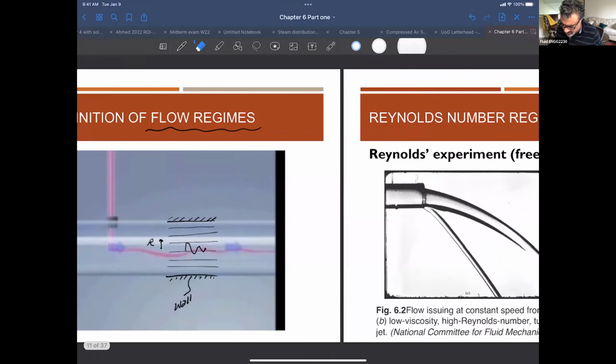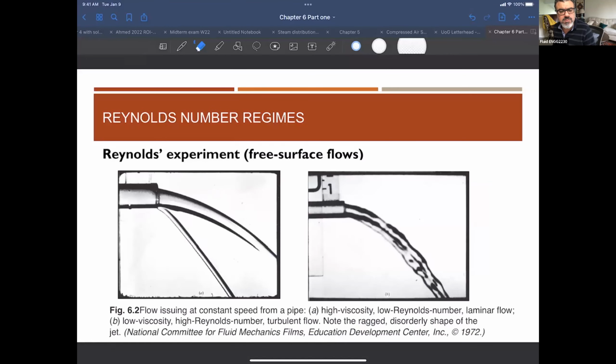Other experiments, like Reynolds experiment, involve a free surface flow, like a jet. This is a pipe or a hose, and the flow just goes out to the atmosphere, so the free surface here is atmospheric. You can try this by yourself with a garden hose: if you start opening the valve slightly, you will see the jet is very smooth like this. But when you start increasing the flow rate, or open the valve a little bit more, you will start having waves in the jet.